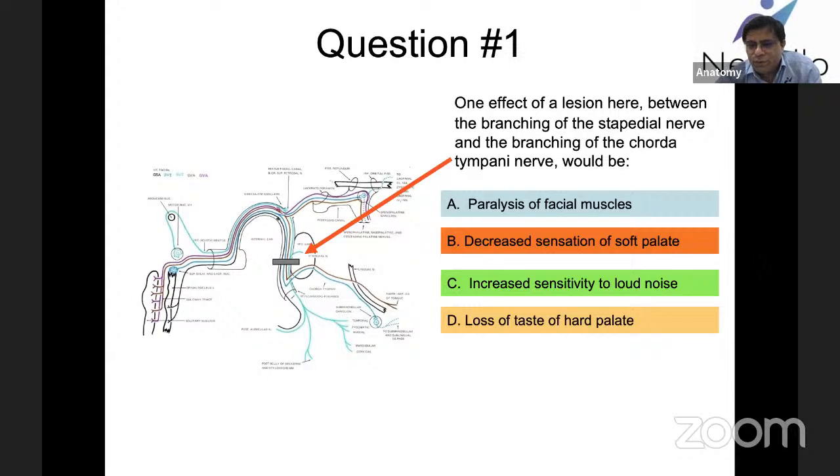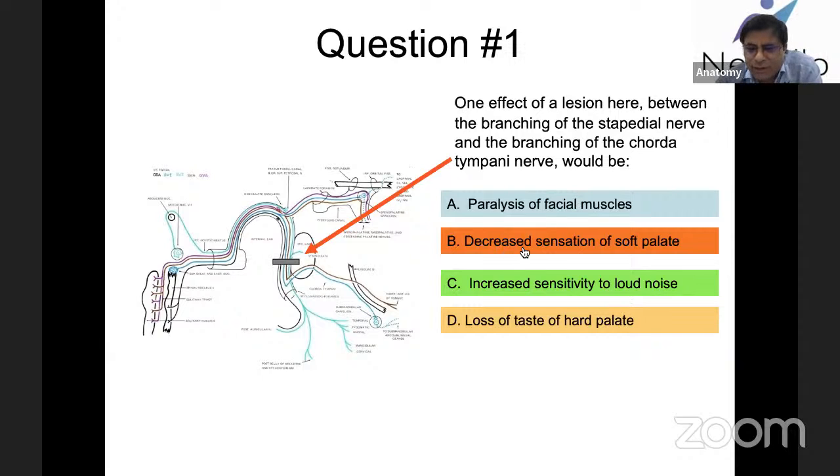So here you're seeing the question. One effect you're seeing, I have, this is the same slide on which I have taught you right now. So this is the side of lesion. Focus upon this side. One effect of a lesion here, between the branching of the stapedial nerve and the branching of the chorda tympani nerve, would be what? You see the lesion here, right? Between the branching of stapedial and chorda tympani, this will lead to paralysis of facial muscles.